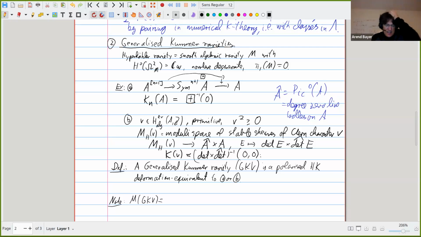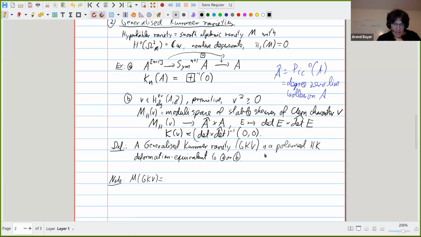Right, and then the definition: a generalized Kummer variety, abbreviated GKV from here on, is a polarized hyperkaehler variety that's deformation equivalent to one of these two examples. So B is actually deformation equivalent to A, it just has to be deformation equivalent to one of them. And now, again, there's a bit of a dimension mismatch because the moduli space of polarized generalized Kummer varieties, every component of that is 4-dimensional.